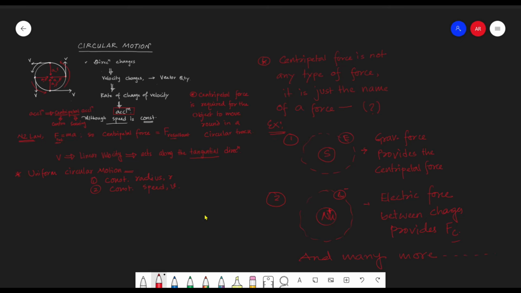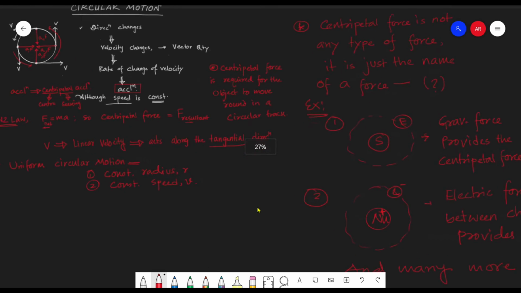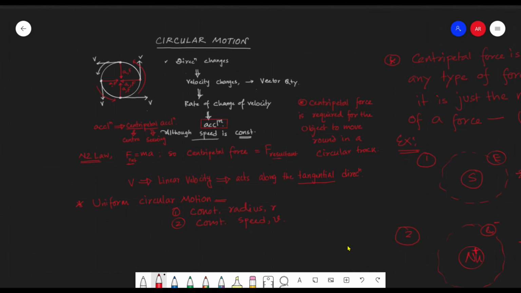So this is just the beginning of the circular motion. We will keep on continuing the discussion of the circular motion thoroughly. So I hope you understood whatever we have discussed so far. Later we'll be going into details of the circular motion.